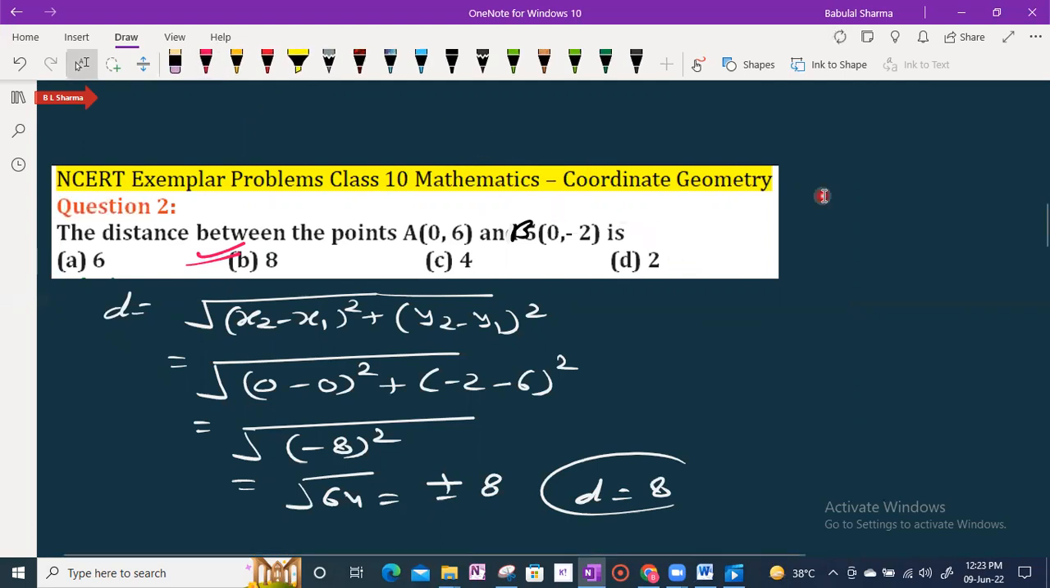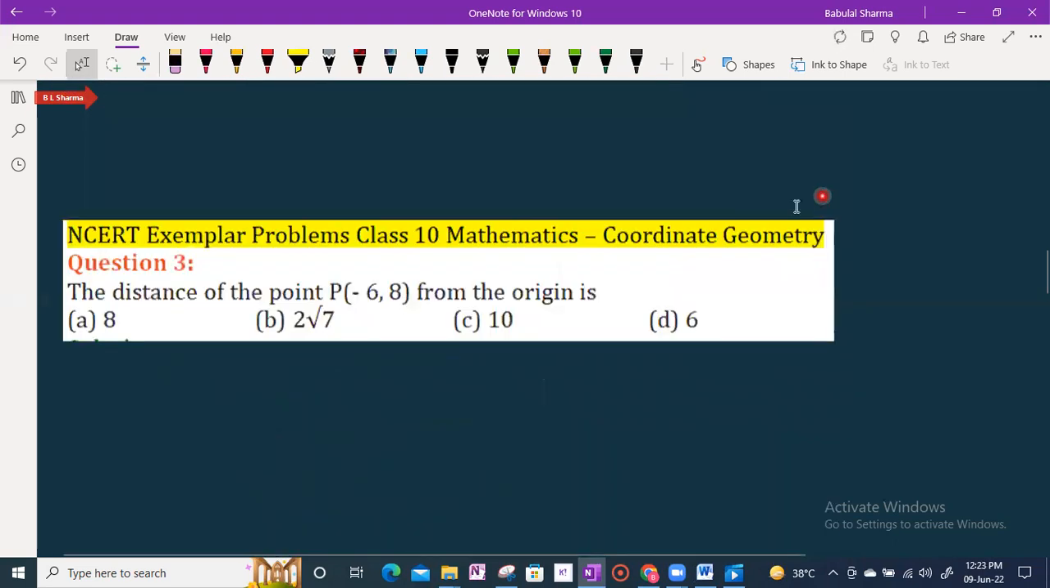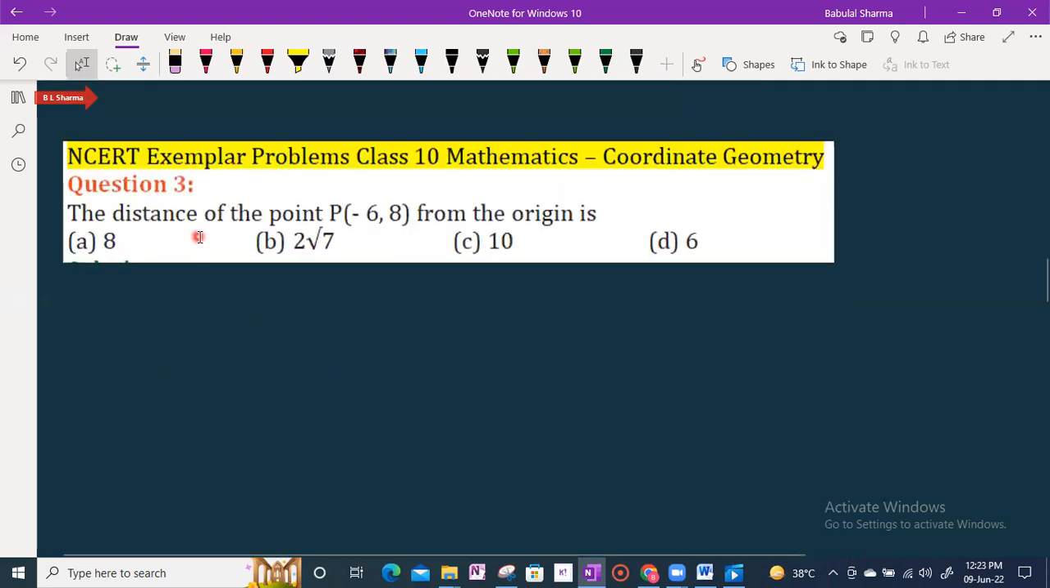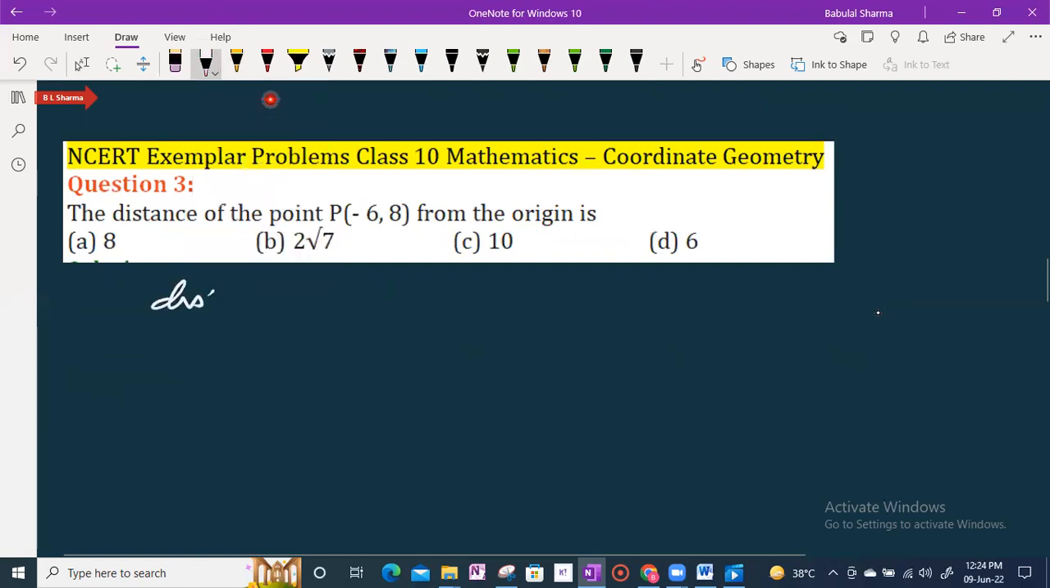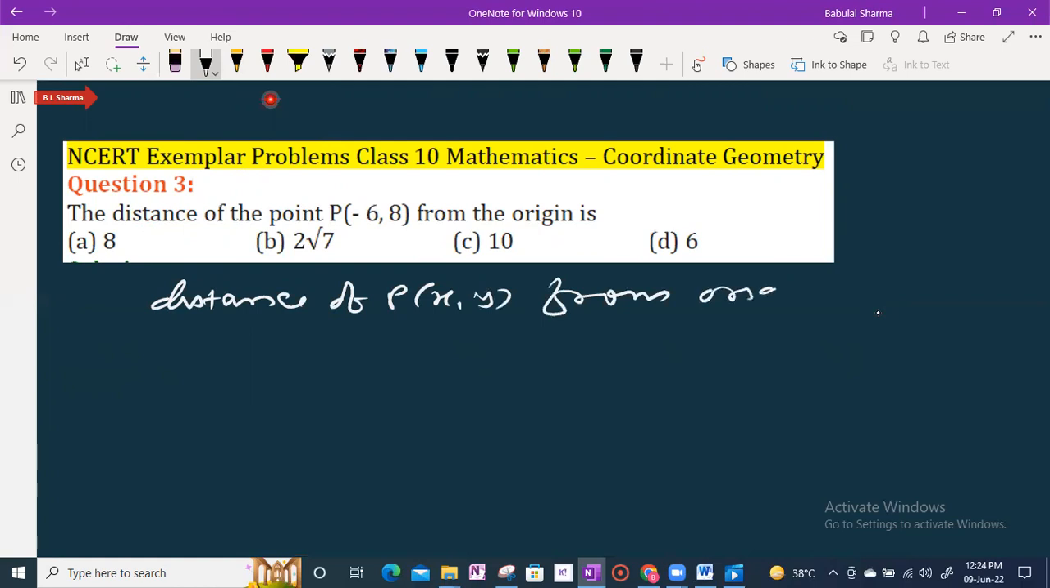Now we move on to the third question. The third question is on your screen. The distance of the point P from the origin is, we know that the distance of any point P (x, y) from origin is given by the square root of x square plus y square.